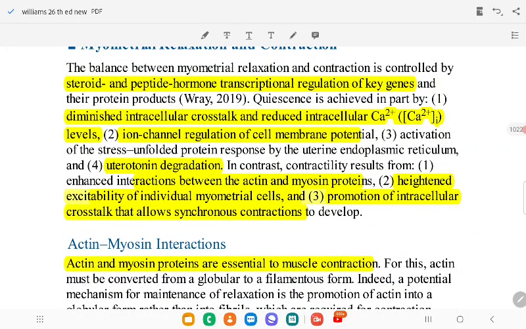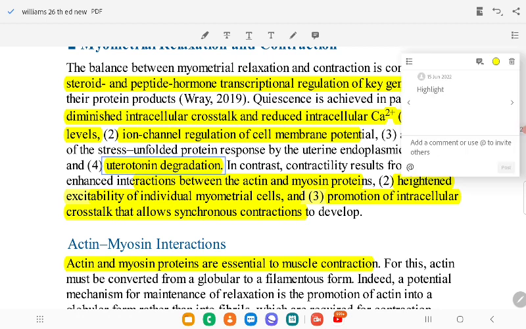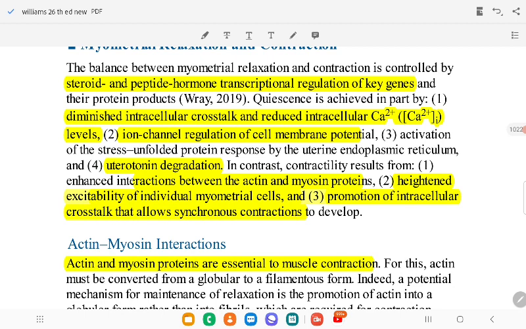What are the factors? The balance between myometrial relaxation is controlled by steroid and peptide hormone transcriptional regulation of key genes. Quiescence is achieved by diminution of the intracellular crosstalk, reduced intracellular calcium, ion channel regulation of cell membrane potential, activation of the stress unfolded protein response by the uterine endoplasmic reticulum, and uterotonic degradation. These are the things that maintain the quiescence, that is, maintain the uterine relaxation.